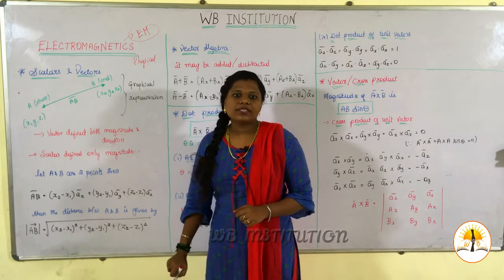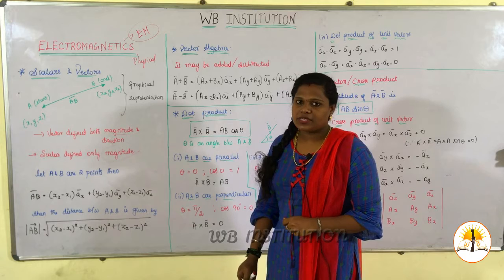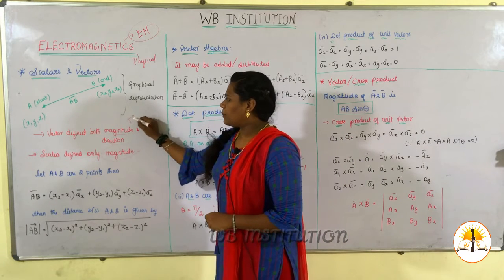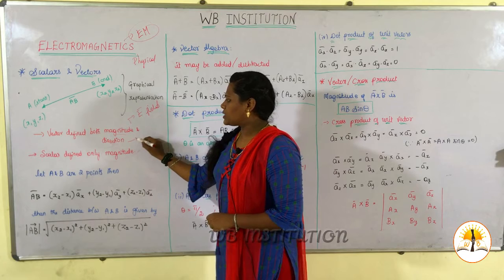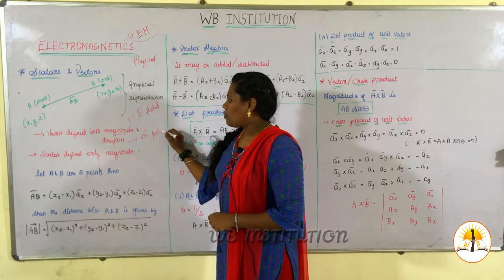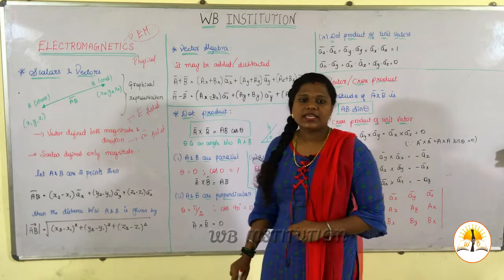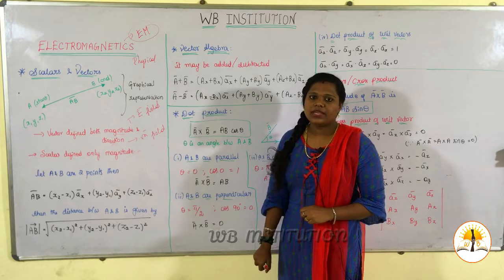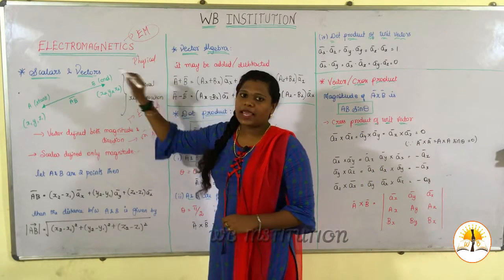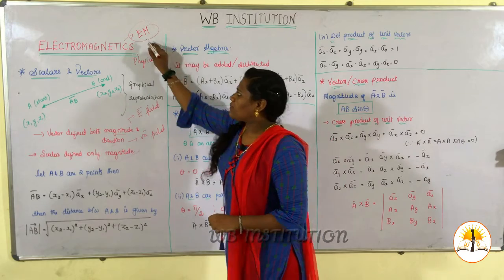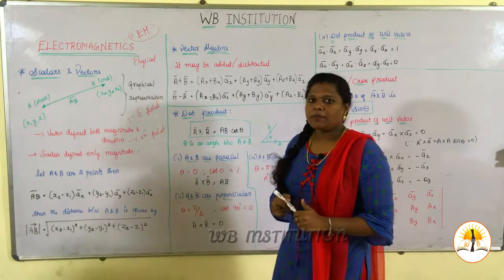First of all, let's see what magnitude and direction are. Magnitude is the E field, and direction is the M field. E is your electric field and M is your magnetic field. Combined, we call it electromagnetics. E refers to the electric field and M refers to the magnetic field.